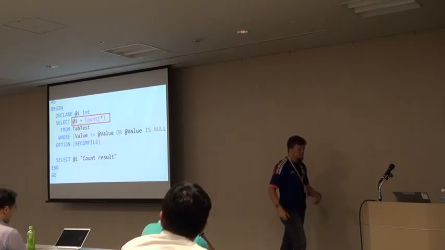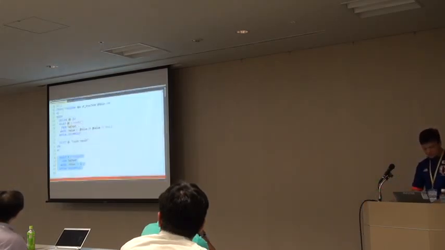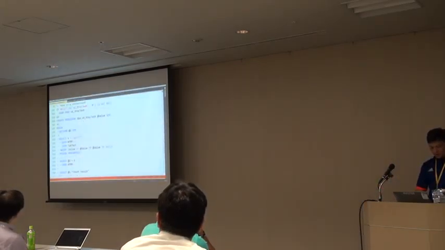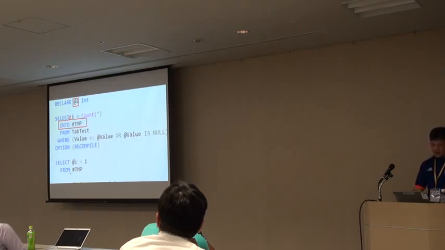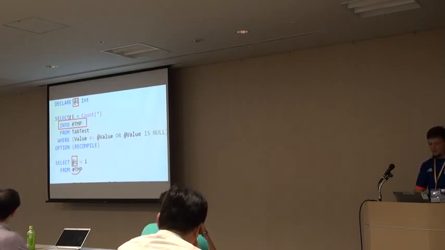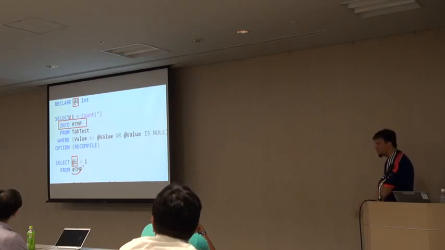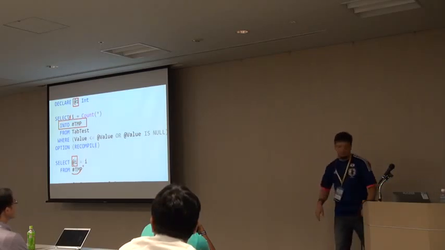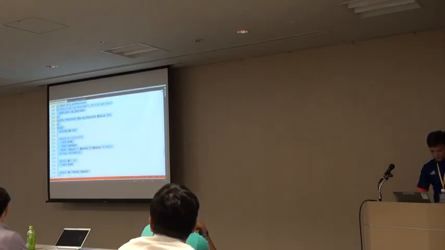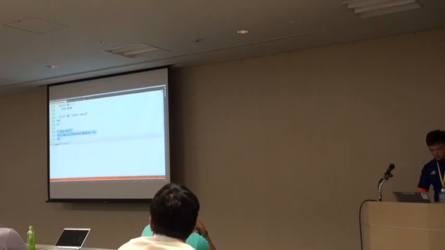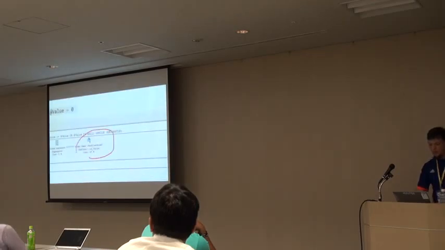I'm showing the new query. So that's the final query. It's the same thing, but instead of using the variable here, I'm putting the data into a temporary table, and then I'm reading from the temporary table for the count. And it works. Let me show you the execution plan. Now, here it is, our seek.